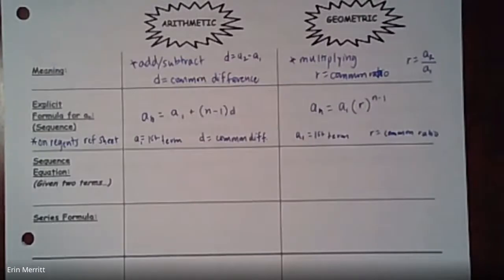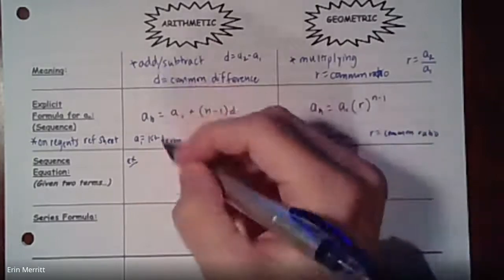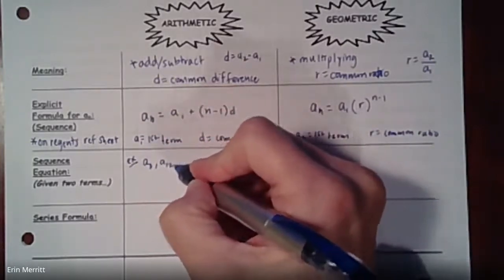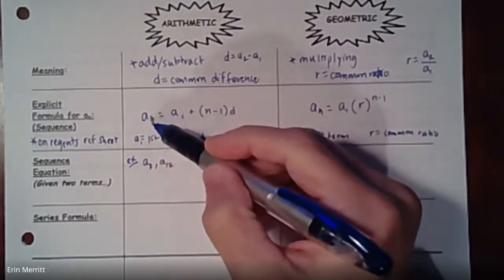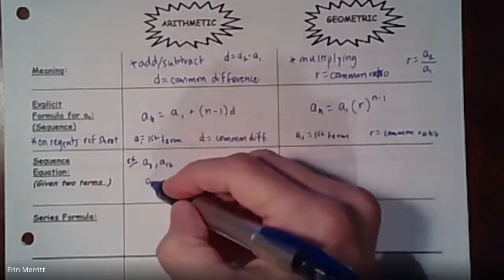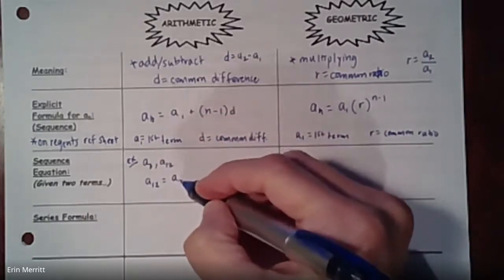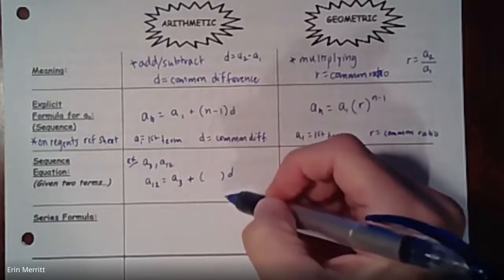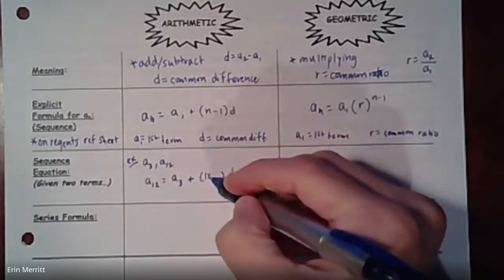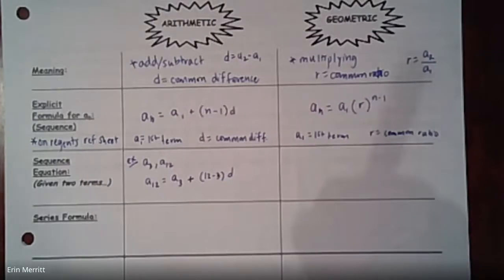For the sequence equation, if you're given any two terms, you just want to make sure that you can morph the equation. I can write it generically, but I think it's actually easier if I throw two numbers in. So we're just going to give ourselves an example. If I give you the third term and the 12th term, in that case, put the larger term for the a sub n and put the smaller term for the a sub 1. So we could say that a sub 12 is equal to a sub 3 plus whatever times d. The number of common differences would just be the difference between the term numbers. So it would just be 12 minus 3 there.